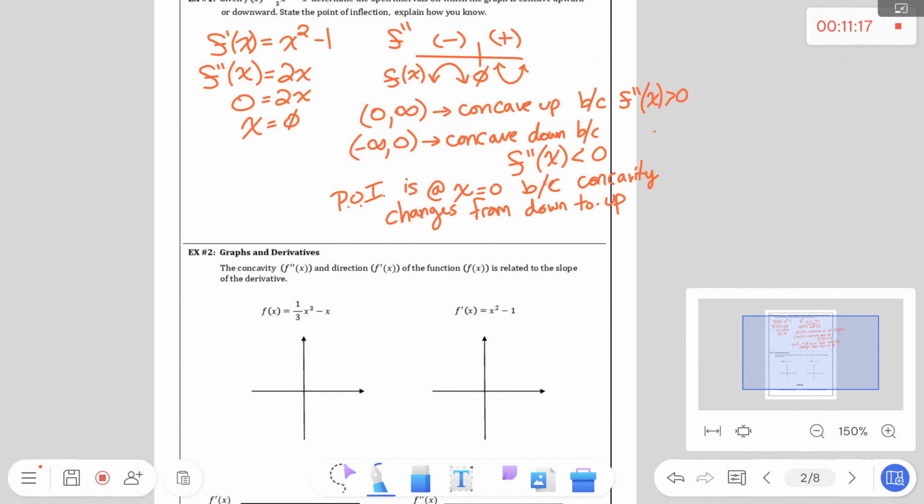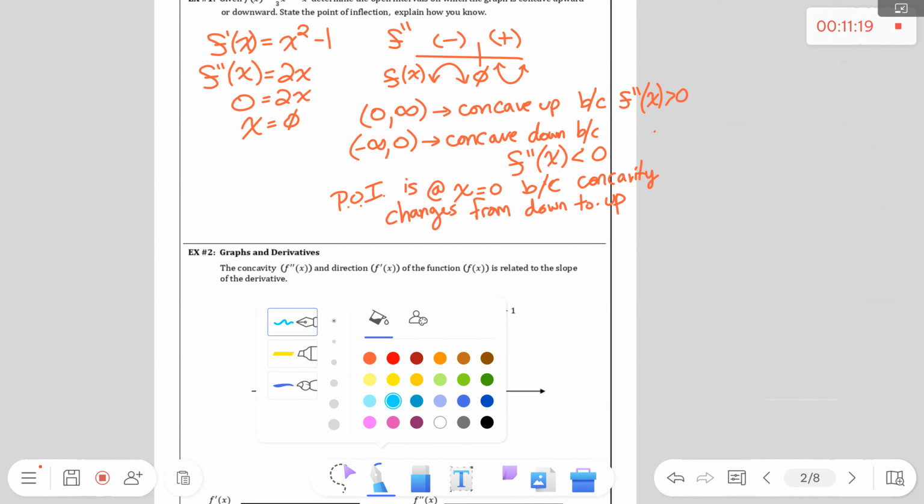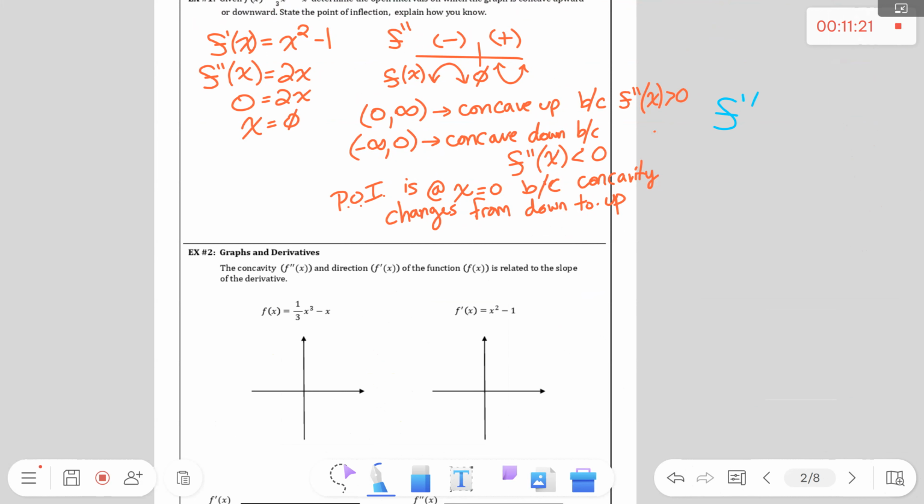Set the first derivative equal to 0. So f prime of x is x squared minus 1. Go ahead and set that equal to 0. So x equals positive or negative 1. What are these called again? Critical numbers. They're extrema, max or mins. I don't know which one's which yet, so I have to test it.